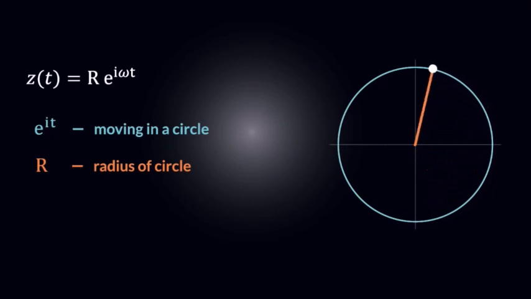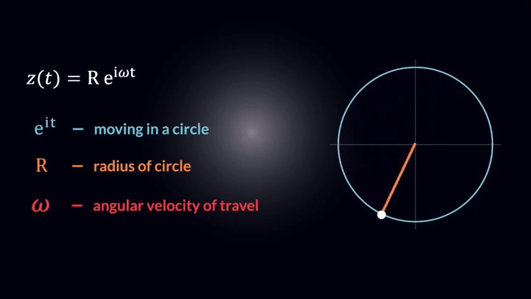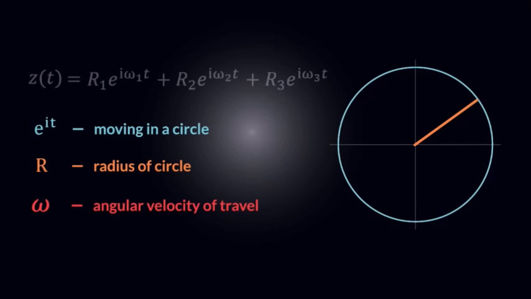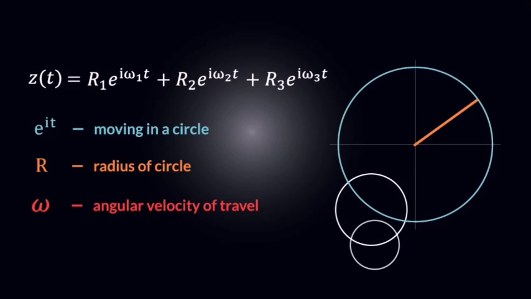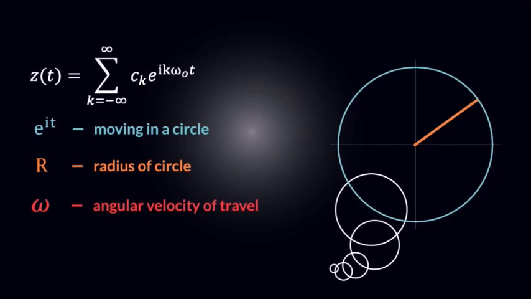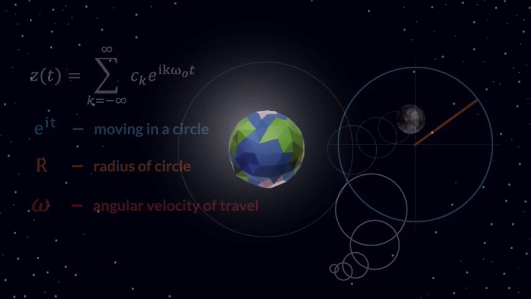The r represents radius and controls how big the circle is. The omega represents angular frequency and controls how fast the circle rotates around. Representing orbits on circles is simply adding up more of these terms. When we add more and more, until we have an infinite number of circles, we now have what is called the Fourier series of the orbit.